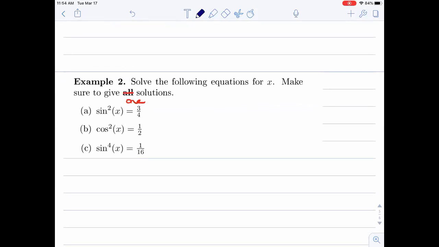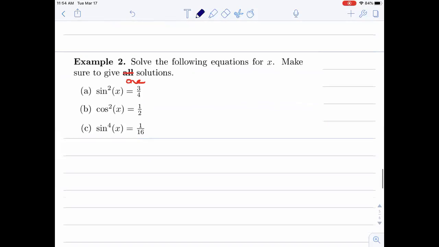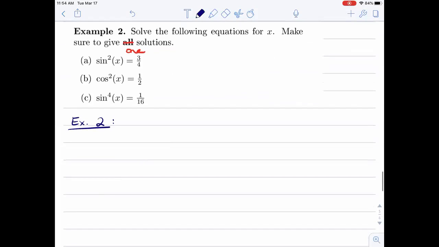So solve the following equations for x. Make sure to give, and then we changed it. We made it a little bit easier for this test, right? Just find one solution where the sine squared of x is 3/4. We'll start there. So example 2, and again, it will be one of these three, right? So let's go through all three and then we'll be all good.